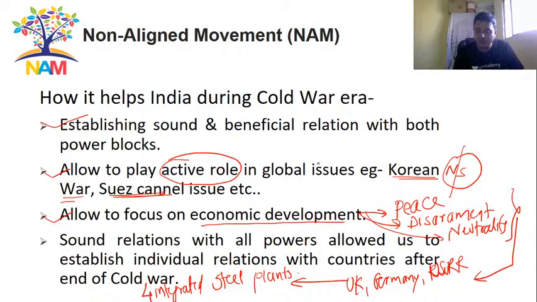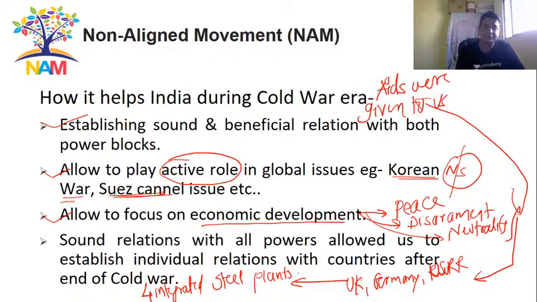Clear? Because of all these issues, aids were given to us. Clear? So how did India focus on economic development? Because of these principles, it leads to prosperity, and other nations also support India in terms of economic development.